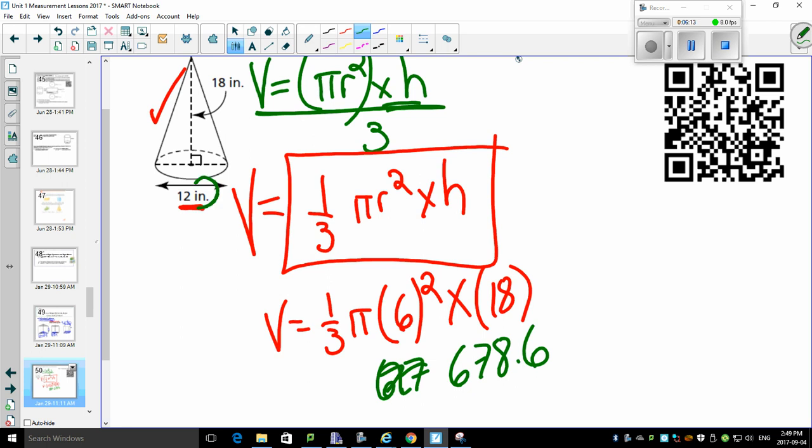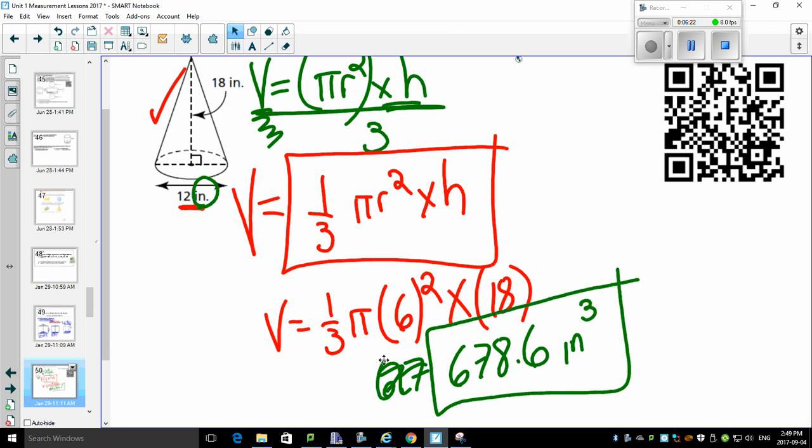And what are the units? Well, in this case, it's inches. But remember, you're talking volume. So it's going to be inches what? You got it. Inches cubed. And that's how you solve these kinds of questions.